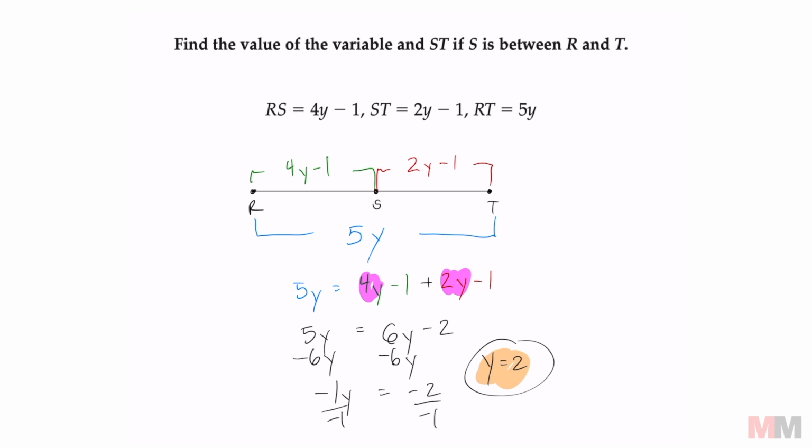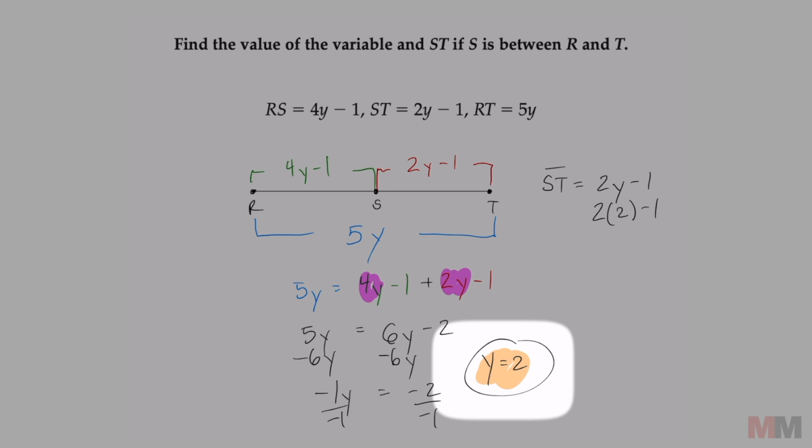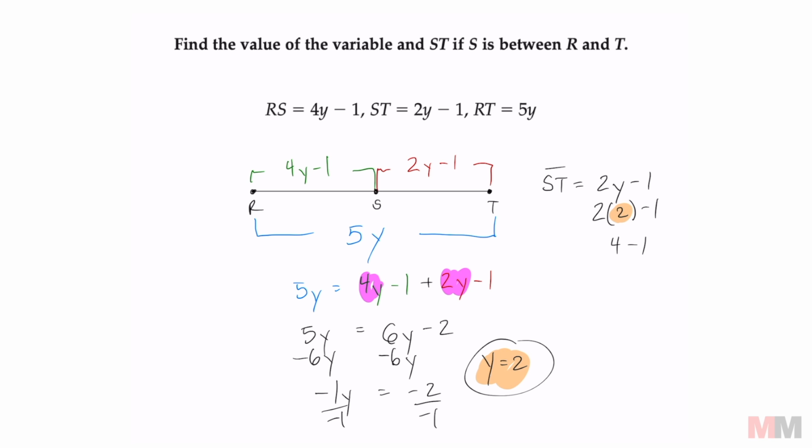Don't forget that you also have to find what ST equals. To find that, we know that ST has the expression 2y minus 1, and we know what y is, so we just pop that in. 2 times 2 minus 1, because my y value is 2. 4 minus 1, ST equals 3.